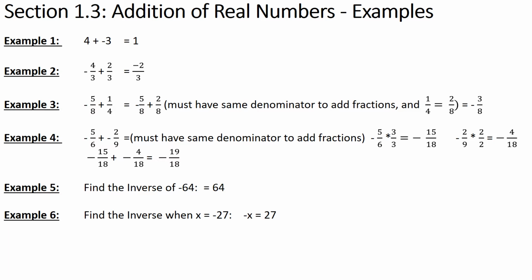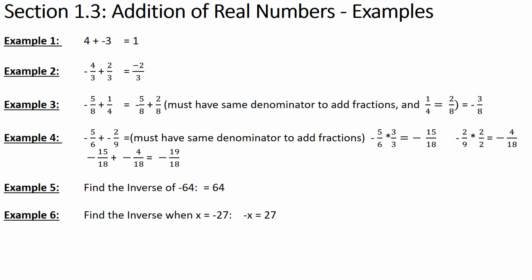Now this next one I want to be careful with. I want to remind you that when we do have fractions with different denominators, we need to turn them into the same denominator to add or subtract. Negative 5/8 plus 1/4. That's the same as negative 5/8 plus 2/8, because 1/4 is the same as 2/8. So negative 5/8 plus 2/8 is negative 3/8.